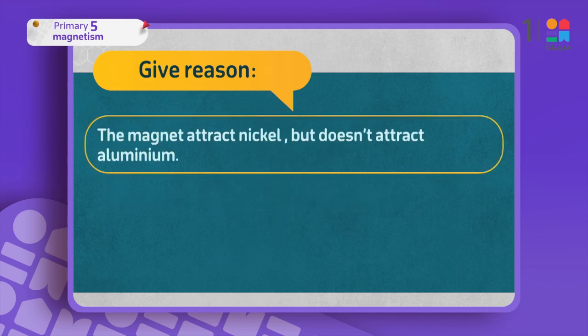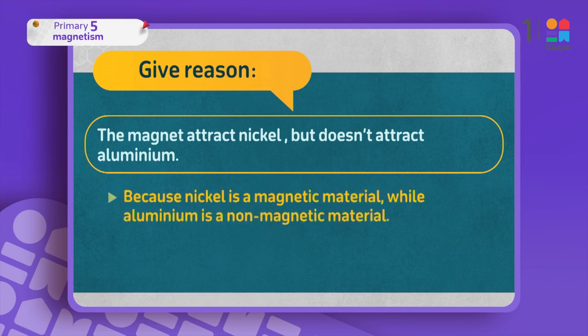Give reason number 2. The magnet attracts nickel but doesn't attract aluminum. Why? Because nickel is a magnetic material while aluminum is a non-magnetic material.